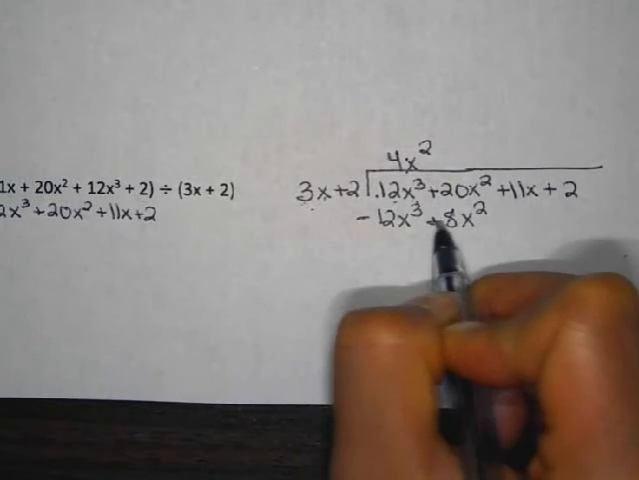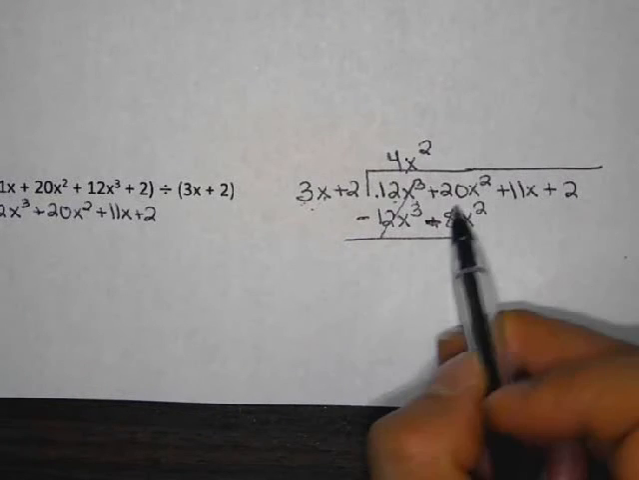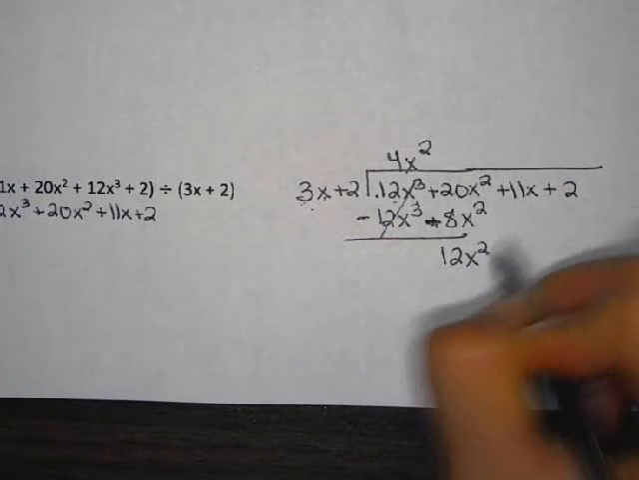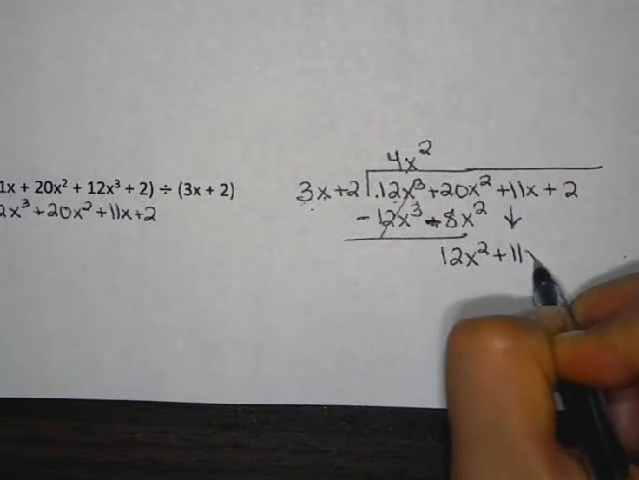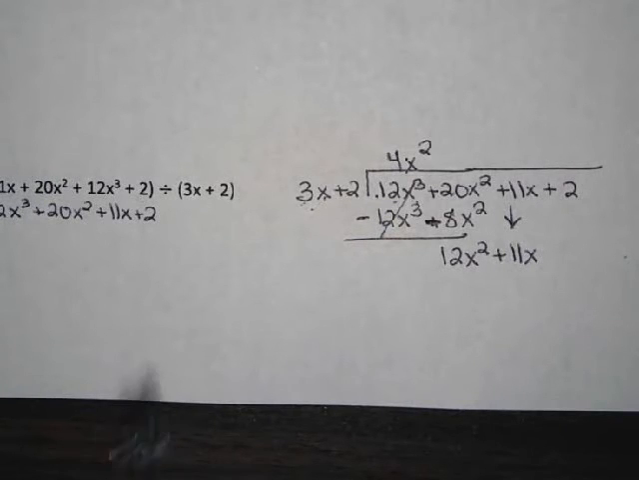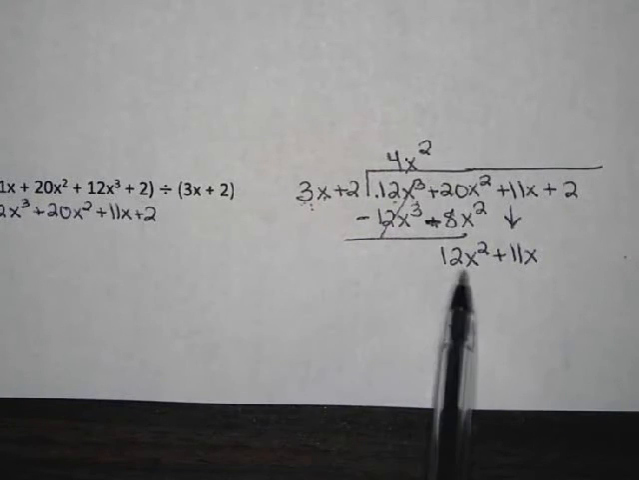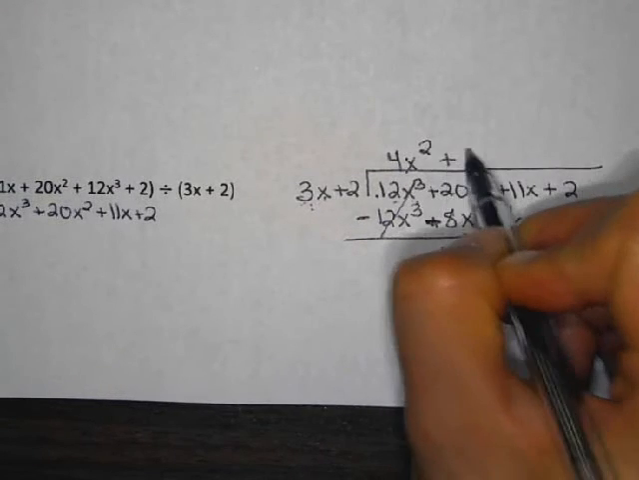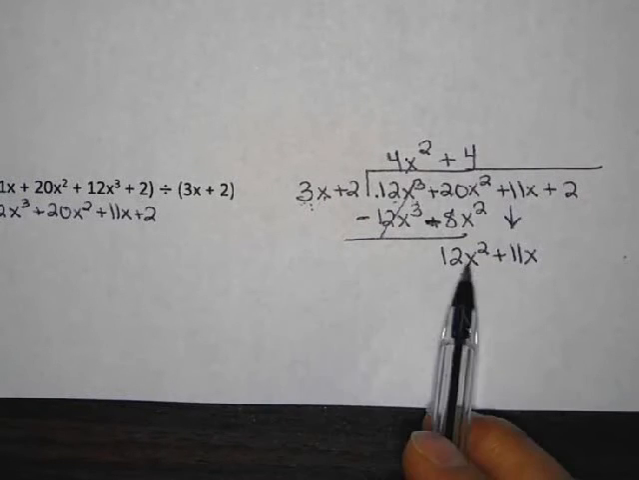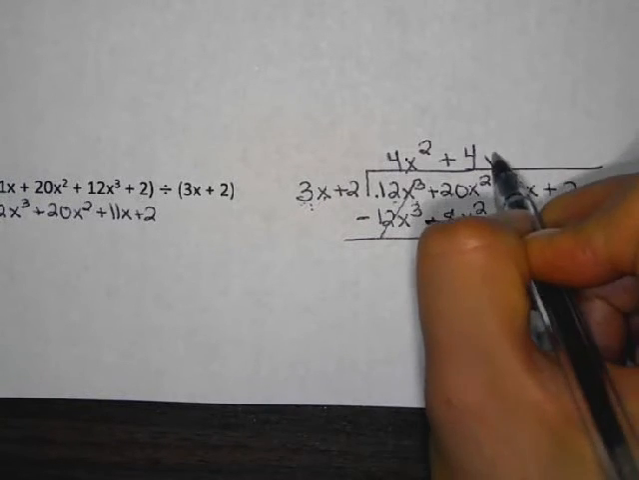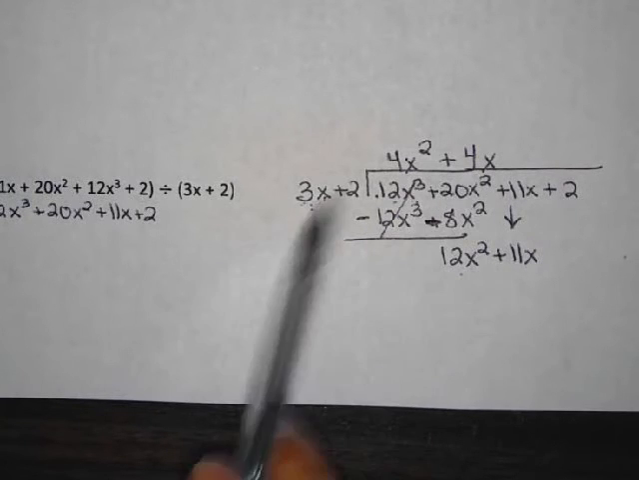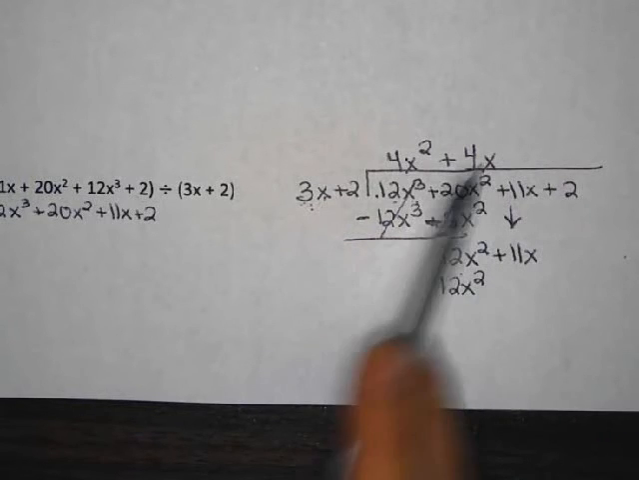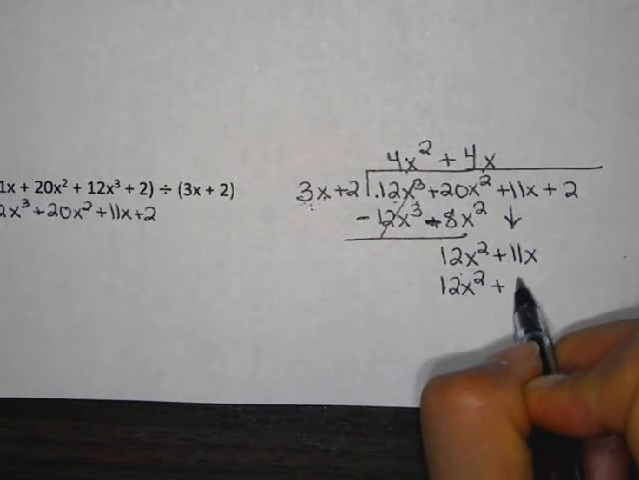Now again, subtract them. That goes away. Now we have 20 minus 8, which gives me 12x squared, and we'll bring down this plus 11x. Now we want to see how many times does 3x go into 12x squared. Again, 3 into 12 is 4. We have a positive 4 there. X into x squared gives me an x. So 4x times 3x is 12x squared. And then 4x times 2 is 8x.